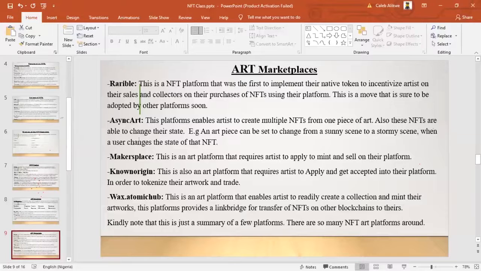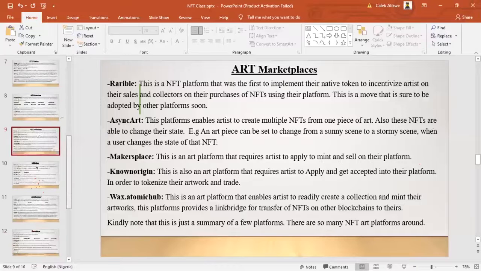Then Wax Atomic Hub. This runs on the EOS blockchain. It's an art platform that enables artists to readily create a collection and mint their artwork. And also the platform enables people to transfer their artworks from different blockchains into the Wax platform. There are so many NFT platforms available. These are just a few that I mentioned here.